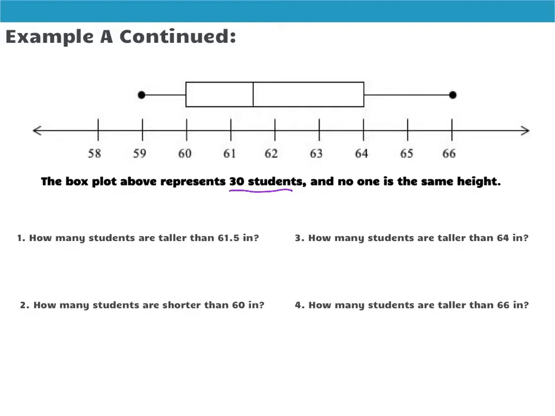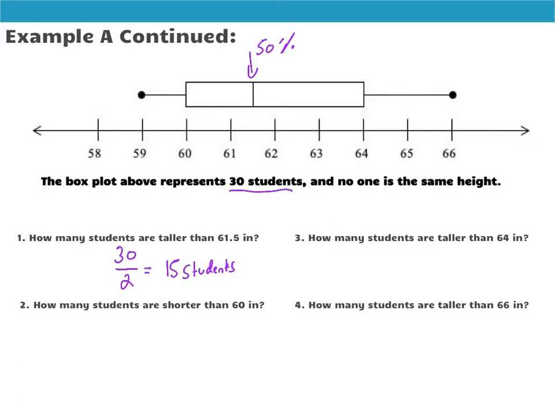Question 1 says, how many students are taller than 61.5 inches? We know that 61.5 is our median, which equals 50% of our data. If half of the people are going to be at 61.5 or below, the other half will be at 61.5 or above. Since we're talking about 30 students, we're going to divide that in half. 30 divided by 2 is 15. So 15 students are going to be taller than the median, because the median is the middle.